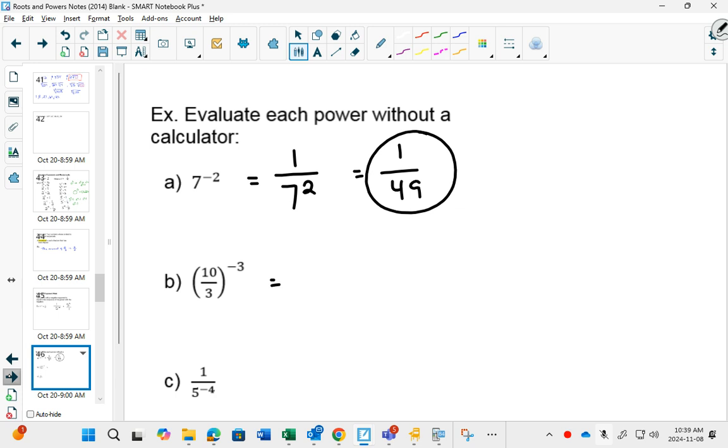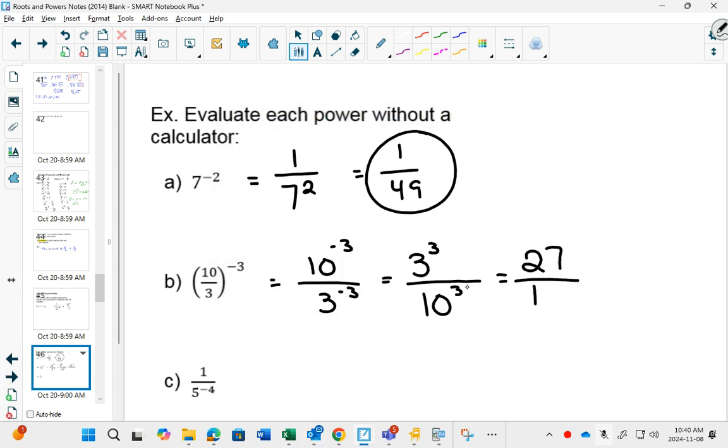Exponent rule from grade 9. If you have an exponent to a fraction, that exponent goes to everything in that fraction. So that negative 3 would go to the 10, and that negative 3 would go to the 3. Then the negative exponent rule would say the 10 to the negative 3 I could write on the bottom as 10 to the positive 3. And the 3 to the negative 3 that's on the bottom, I could write the 3 to the 3 in your numerator. This will give me 27 on the top and 1,000 on the bottom.